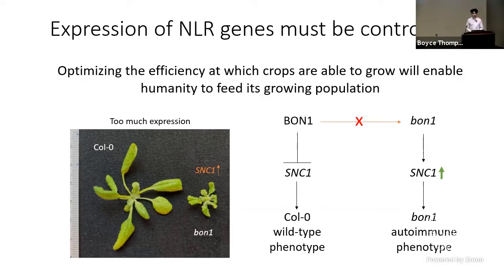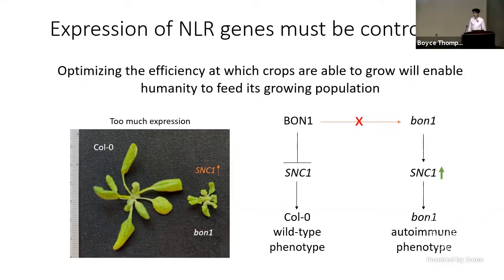The reason that this happens is because energy can be taken from other life processes, such as growth and reproduction, and be moved to support the very, very strong immune response. So as you can see, the bon1 plant is much smaller than the Columbia plant. And in the context of crops, having an autoimmune phenotype would mean that you would get much less yield for your crops and you would get much less food consequently.